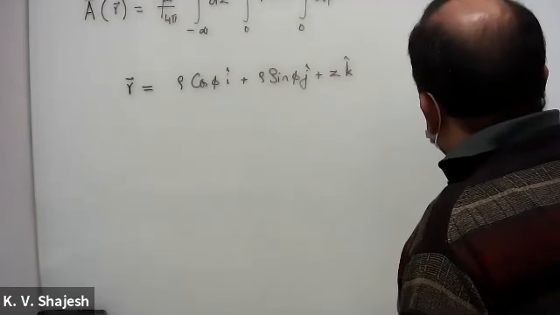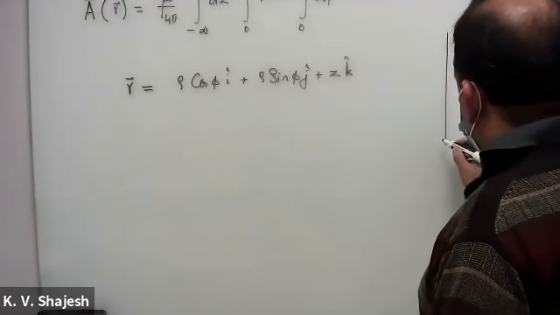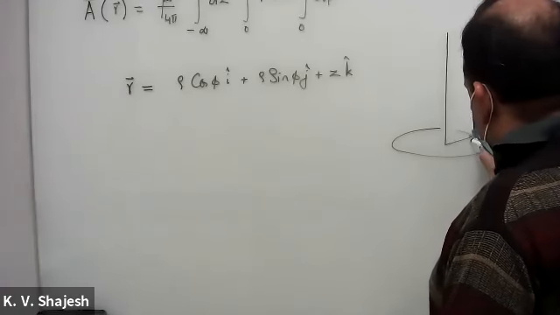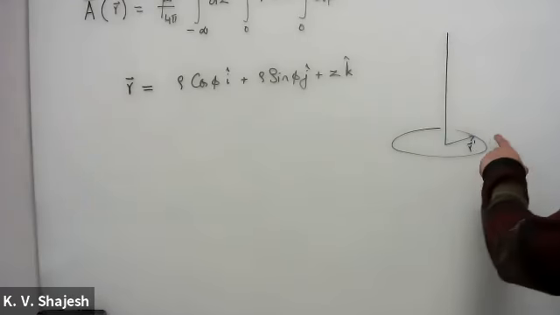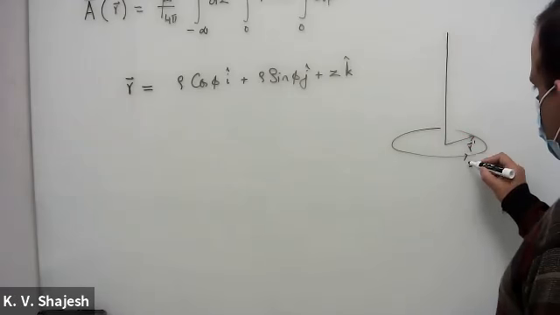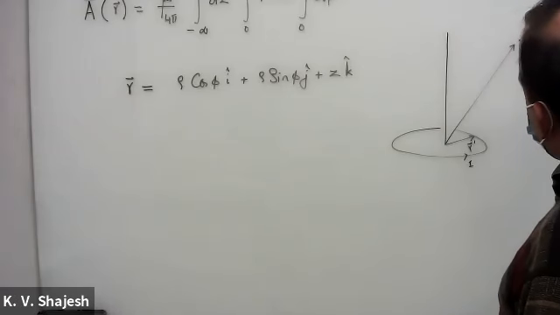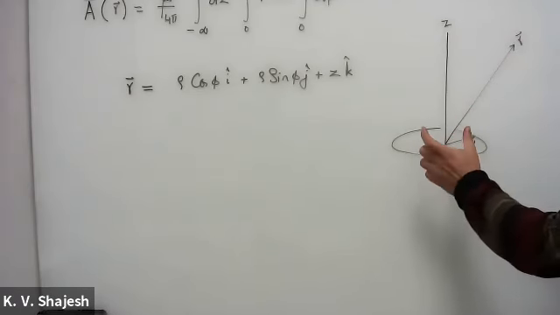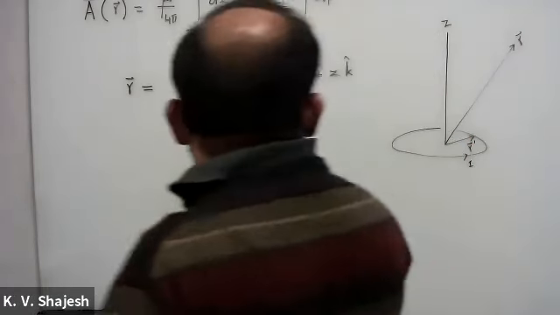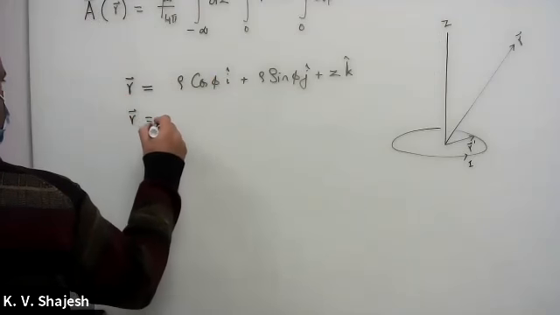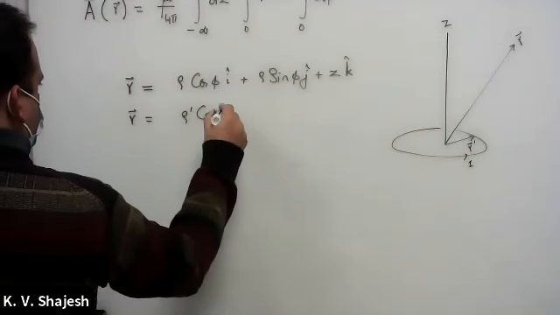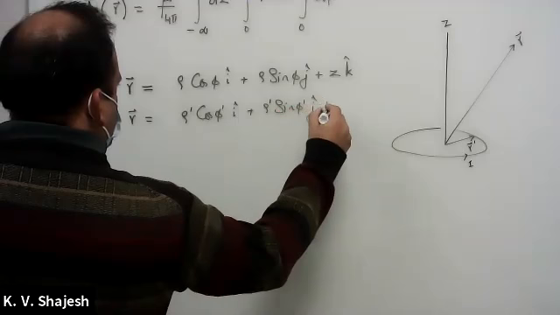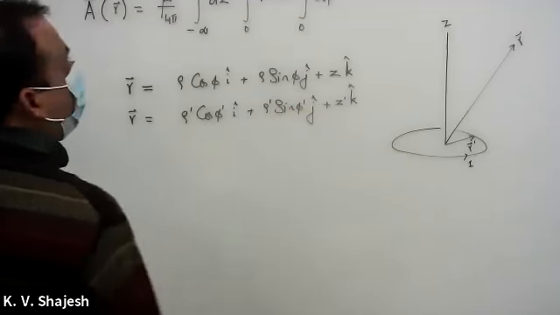If I were to draw this diagram, this is your loop. So r prime is somewhere here on the loop of wire, and this is your vector r. And that's your z-axis. Remember, this is three-dimensional, so angle phi is in the xy plane. So where is r prime? That's the second vector. That's your rho prime times cosine of phi prime i hat plus rho prime sine of phi prime j hat plus z prime k hat.